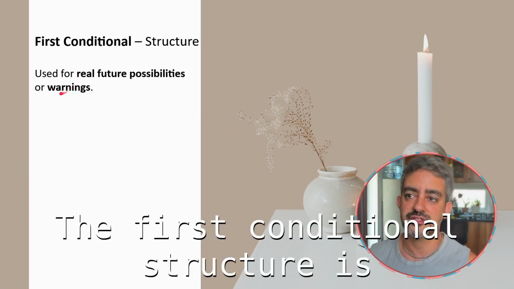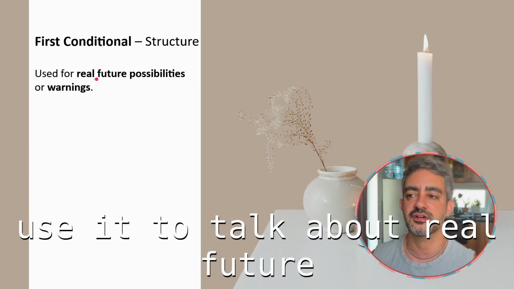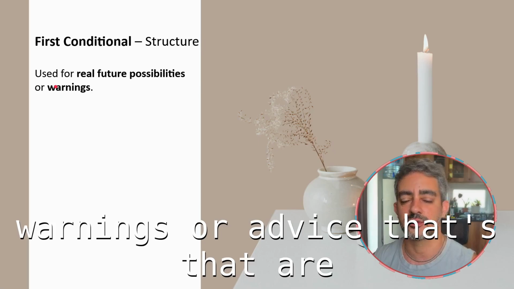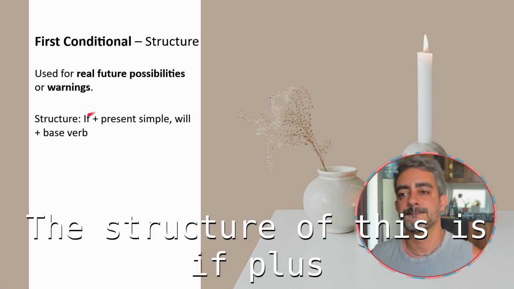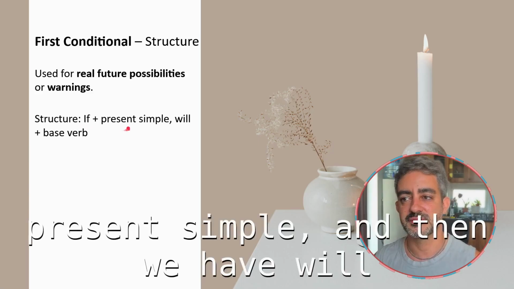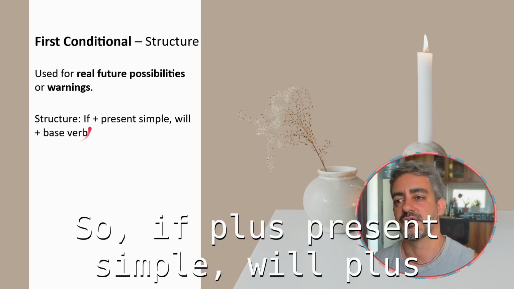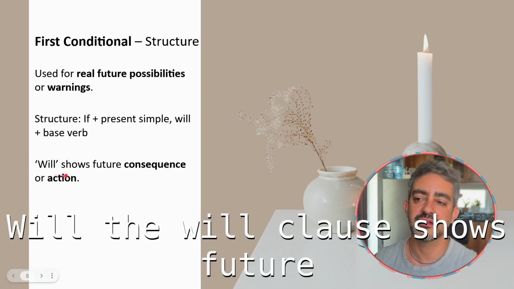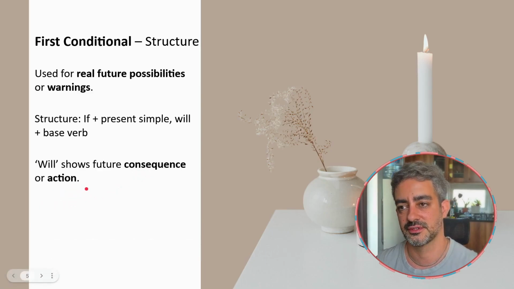The first conditional structure is similar, but first, the meaning of the first conditional, or when we use it, is to talk about real future possibilities, or in some cases, warnings or advice that's given through warnings. All right. The structure of this is if plus present simple, and then we have will and the verb. So if plus present simple, will plus base verb, or future simple. The will clause shows future consequence or action.